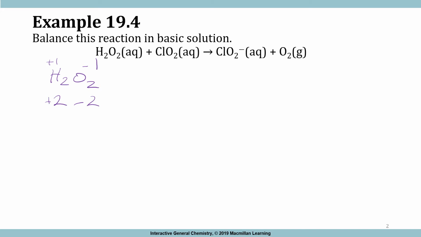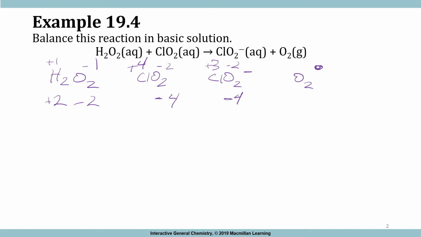For ClO2, we're going to start with the oxygens. They're going to have a charge of -2 for each one individually, for an overall charge of -4. So the chlorine has to be a +4 for this to be a neutral compound. And then ClO2 minus, so that overall charge is going to be a -1. So if each individual oxygen has a charge of -2 for an overall charge of -4, that chlorine has to be a +3. And then if anything's by itself, like O2, the charge is going to be 0.